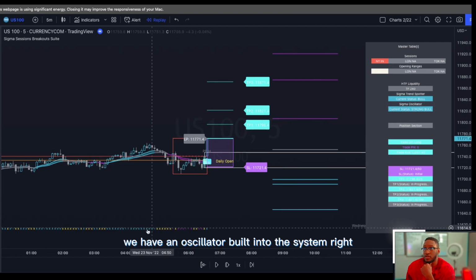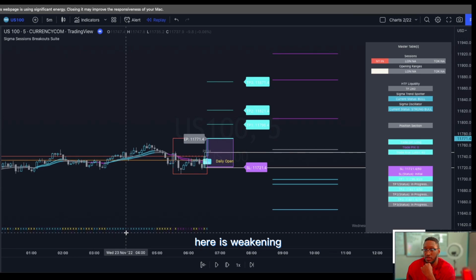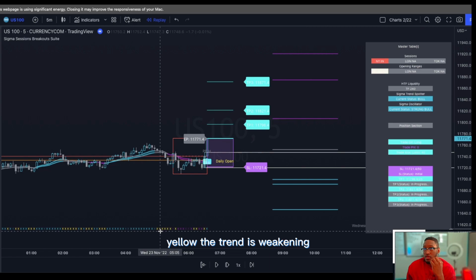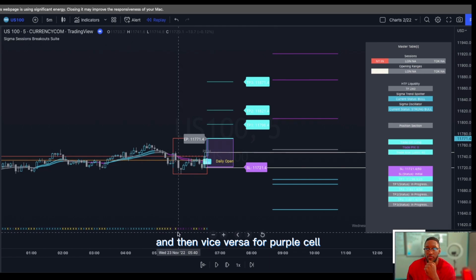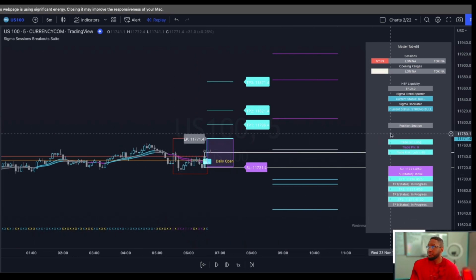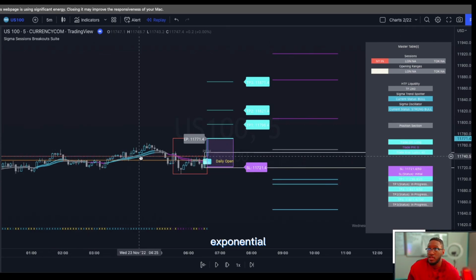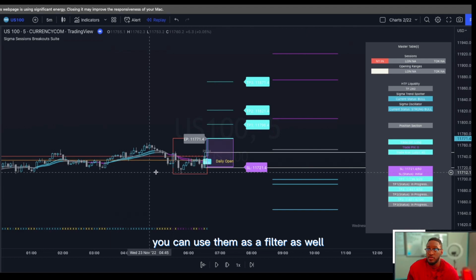We have an oscillator built into the system, right? So the green is strong bullish. When it starts to fade here, it's weakening. Yellow, the trend is weakening, and then vice versa for purple, sell. And then when the X turns dark, that it's weakening sell. It might go into a reversal. So we have that as well, and there's also a filter. We have the moving averages, very simple moving averages, exponential. You can use them as a filter as well.